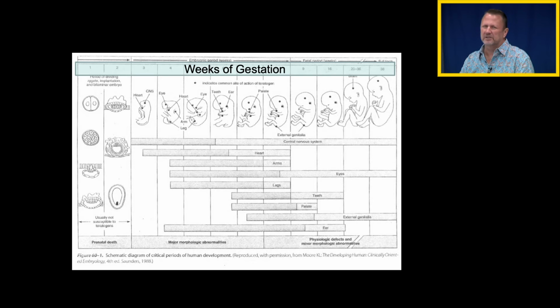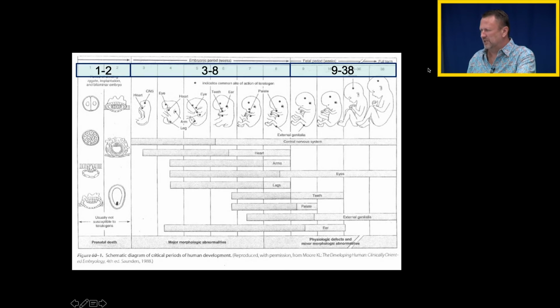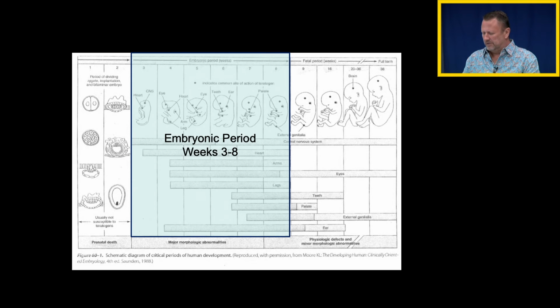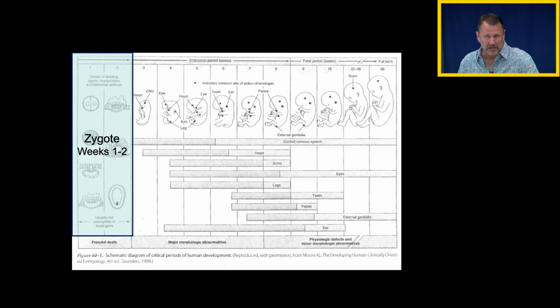All right, at the top is the weeks of gestation since conception. And so here's the first couple of weeks, and that's considered the zygotic period. And then here is the embryonic period. Between weeks 3 and 8 is the embryonic period. And then the fetal period is from week 9 to 38. I don't need you to memorize that so much. I just want you to see that at the top of our chart is weeks of gestation. First couple of weeks, embryonic period 3 to 8, and then the gestational period, or the fetal period, 9 to 38 weeks. So there's our embryonic period, the fetal period, and the zygotic period. Great.